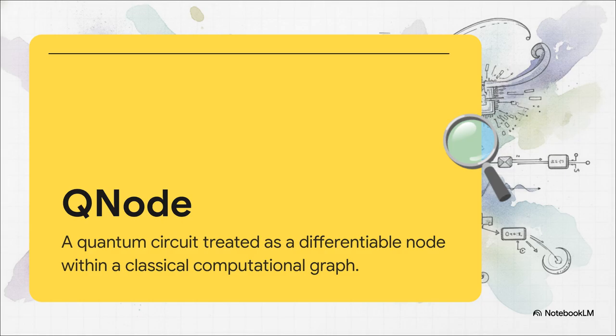Frameworks like PennyLane are built totally around this exact idea. The big takeaway here: the quantum circuit is just one piece of a hybrid puzzle. The quantum processing unit, the QPU, runs the circuit and hands back samples or expectation values. From there, a classical autodiff framework, think PyTorch or TensorFlow, grabs those values, crunches the gradients, and updates the parameters. The quantum computer is definitely not running the whole show. It's just a specialized accelerator sitting inside a classical machine learning loop.